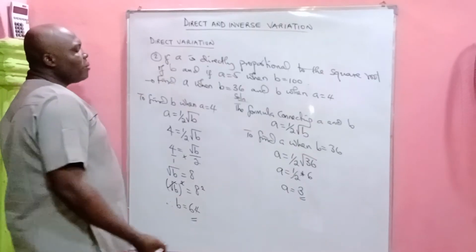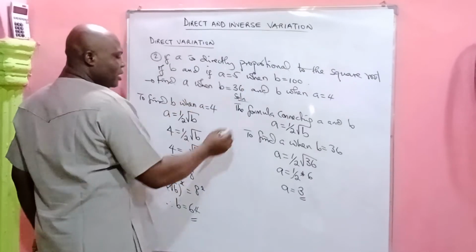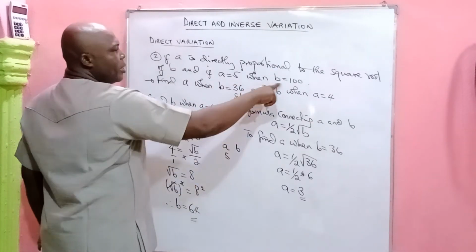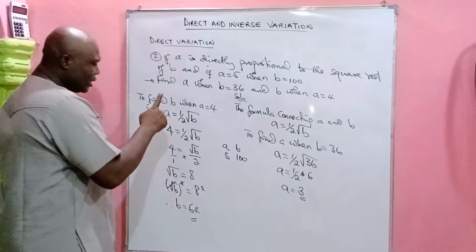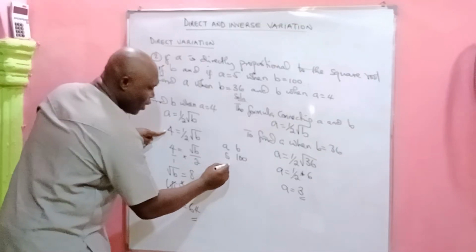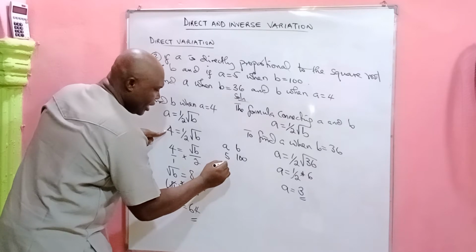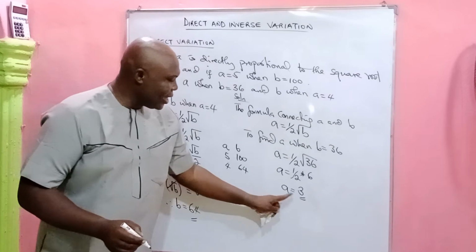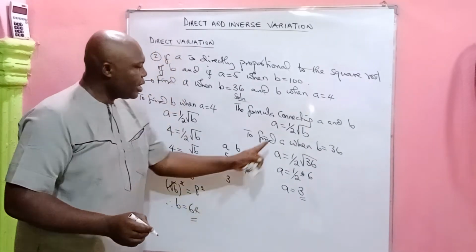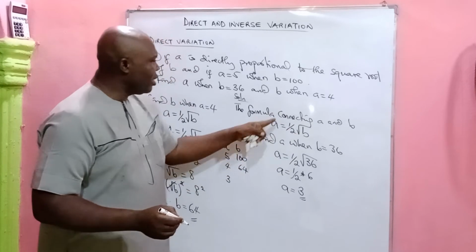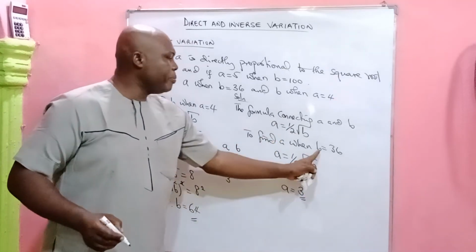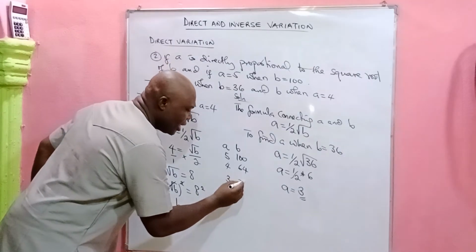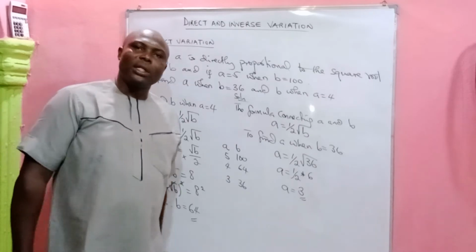And if you check, from the beginning they said if A is 5, so this is A and this is B, if A is 5, B was 100. So let's see what happens. This time around, when A is 4, B gave us 64. And when A is 3, B was 36. Again, if you look at it, you see that we are dealing with direct variation, or direct proportionality.